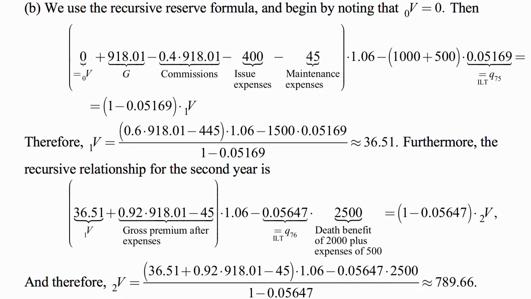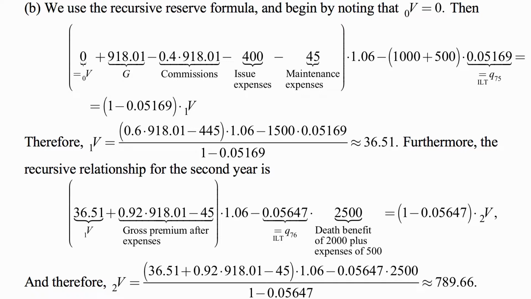And, of course, this is an equation in which the only unknown is 1V. So we solve it for 1V, and we calculate it to be about 36.51. The recursive relationship for the second year is the reserve that we just calculated plus gross premium after expenses accumulated at 6%, minus death benefit and expenses upon death for those who die with property Q76 from the illustrative life table, and that pays for those who survive for reserve at time 2.